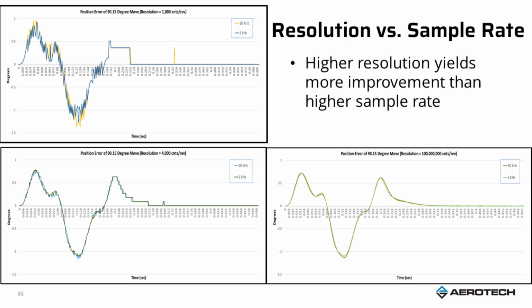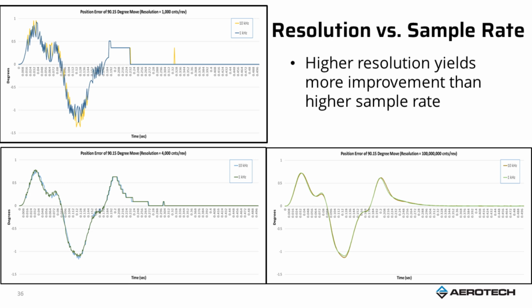So let's try to compare this idea of resolution versus the sample rate at the same time. Here's a plot where I have 1,000 counts per revolution, and the yellow is 10 kilohertz and the blue is 1 kilohertz. The yellow is maybe worse in some areas and better in others, but basically I would call this a rather unacceptable response. There's a lot of noise in the system, and if I look at the peak error, it's almost 1 degree at the peak.